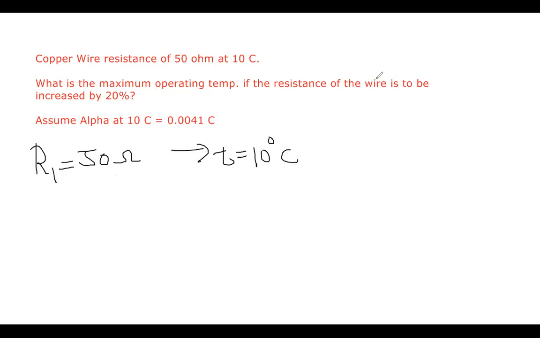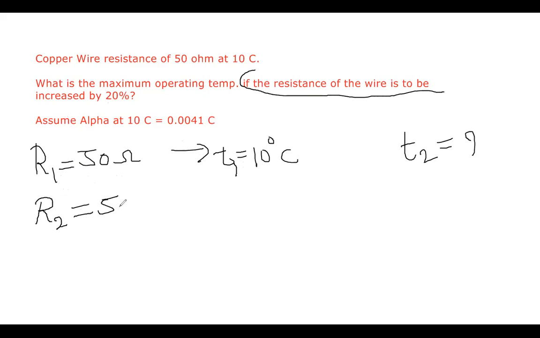You have to identify the maximum operating temperature. That means this is T1, given. You need to identify the T2. But for that, the resistance condition is given over here. If the resistance of the wire is to be increased by 20 percentage, that means what? R2, how much? 50, this is your original value. And increasing by 20 percentage, it is 0.2 multiplied by 50. So how much is that? It is 60 ohm now.